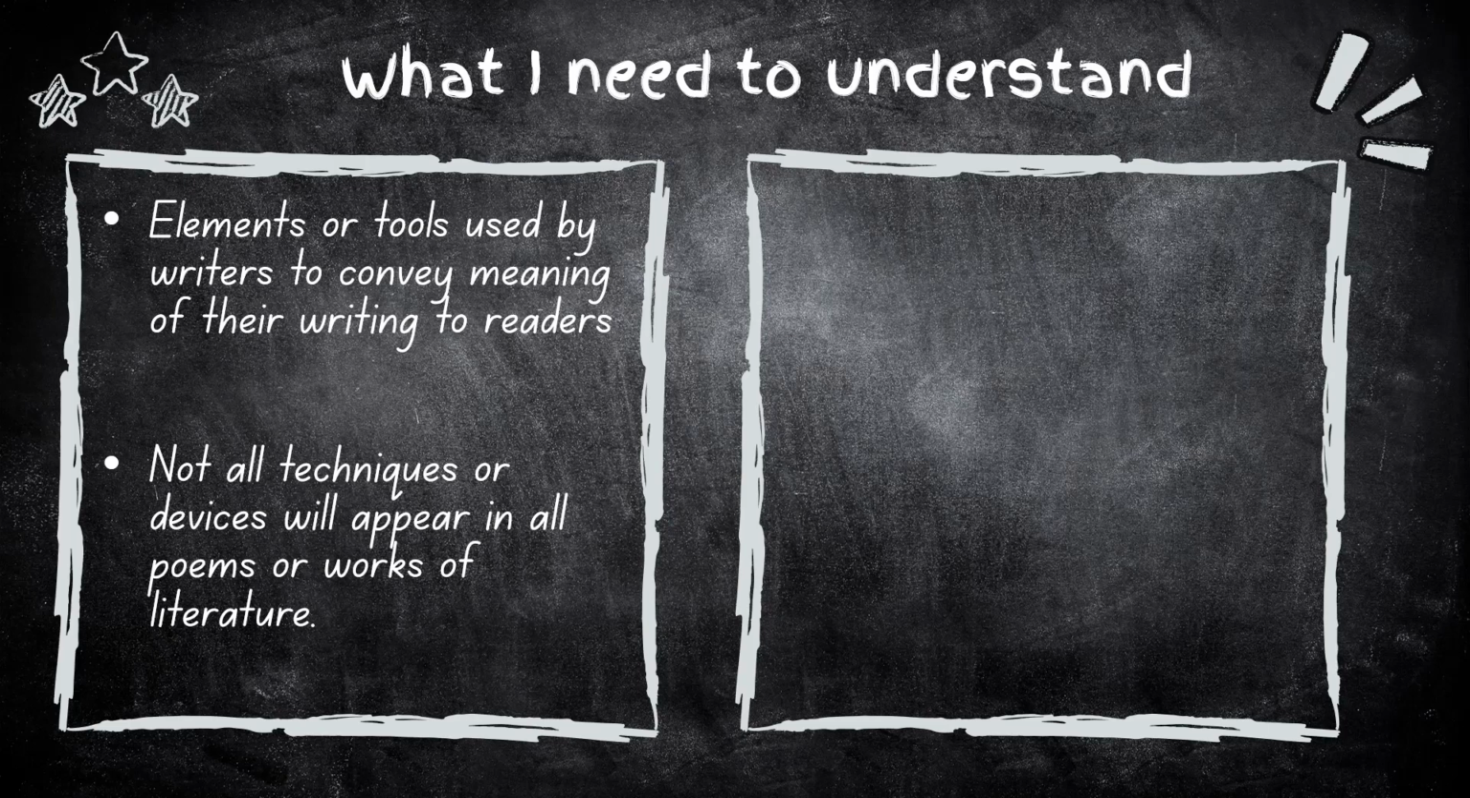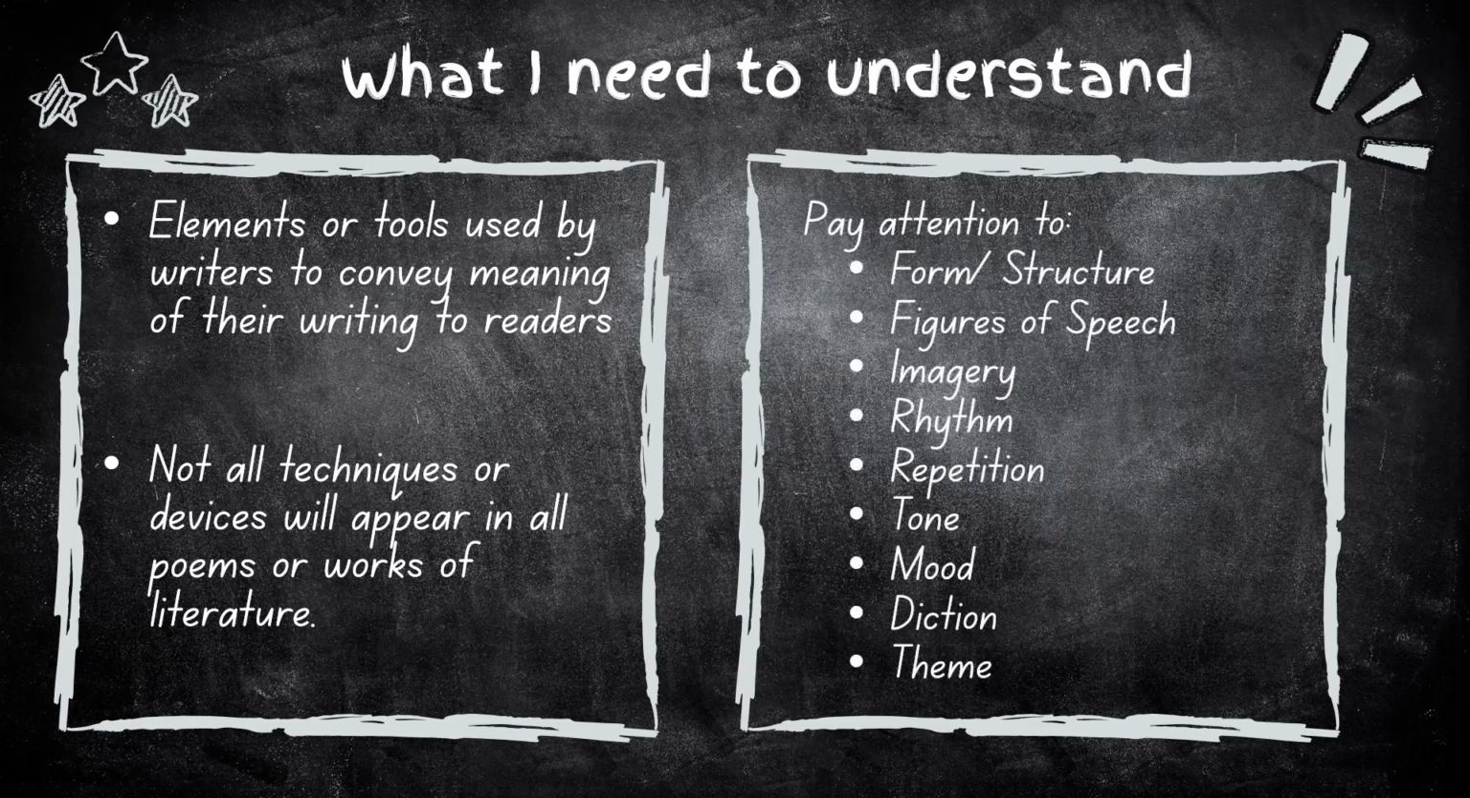Then something else that we need to pay attention to when looking at the techniques or the tools or the elements that are used by writers, I've included some of them and I will define them for you. Form and structure, figures of speech, imagery, rhythm, repetition, tone, mood, diction, as well as theme. So in the next slide, we'll get into some of these in more detail.